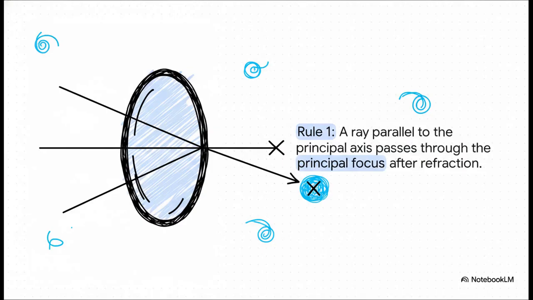Okay, so let's learn the rules for these special rays. Rule number 1, and this is a big one: any ray of light that comes in traveling parallel to that center line, we call it the principal axis, will get bent by the lens so that it passes right through one special spot, and that spot is called the principal focus.